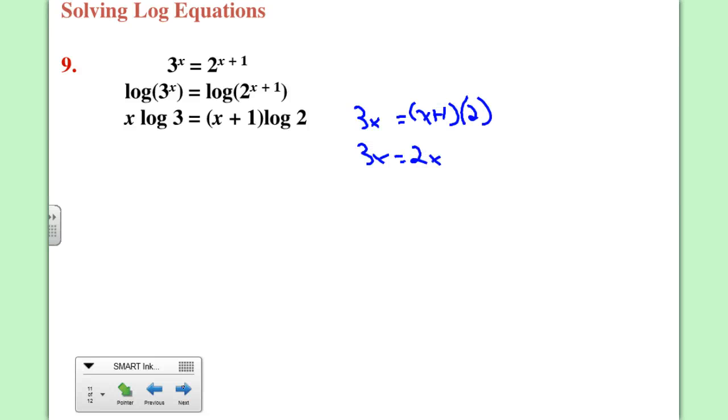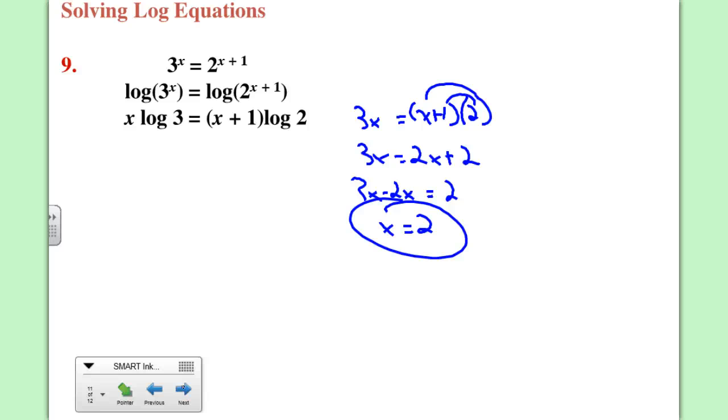You would distribute the 2, and you'd have 2x plus 2. And then you'd say, oh, I'll collect the x's together. 3x minus 2x equals 2. So that means x equals 2, and you'd be happy, and that would be easy. That's not what you have, because you have these ugly numbers, log 3 and log 2. So you got this log.